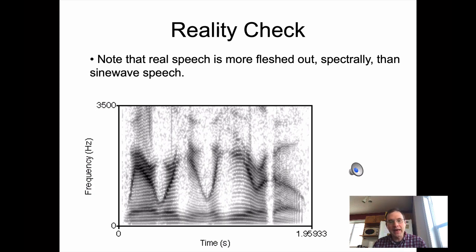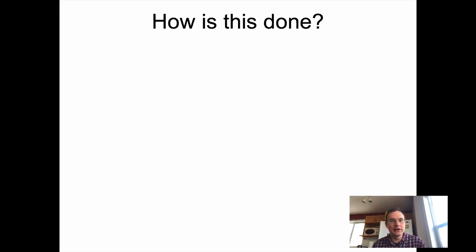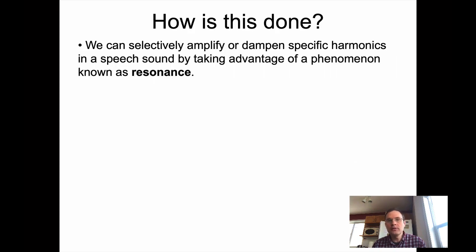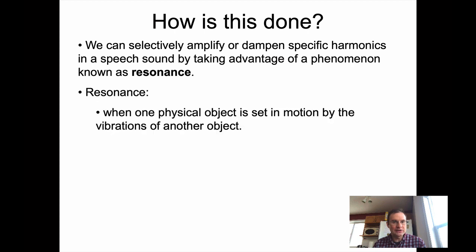I'm getting a little ahead of myself now, just to let you know how complex things are. So let's take a step back for a second and think about how exactly we are emphasizing certain harmonics. How are we making certain harmonics more intense than others? The way you do that is that you take advantage of this physical phenomenon known as resonance. You can use resonance to amplify, make louder, specific harmonics, or you can dampen them as well, make them less loud in a speech sound.